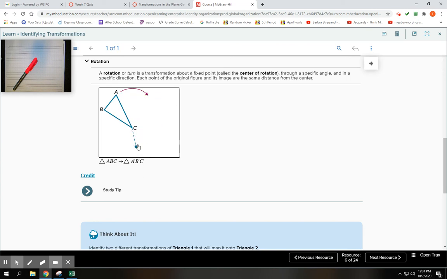All right, so this distance is the same as this distance. This distance from the center to B is the same as the center to B prime, and A and A prime are the same. And they've all moved the same degree measure around in the circle.